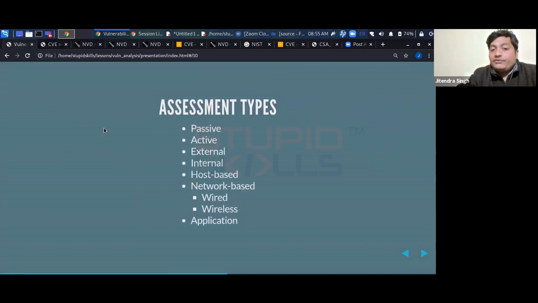So various types of assessments can be done. Passive is there, active assessment is there. These tools also help you in doing external and internal assessments. You can also do host-based and network-based assessments, whether the network is wired or wireless, and also application type of assessment.